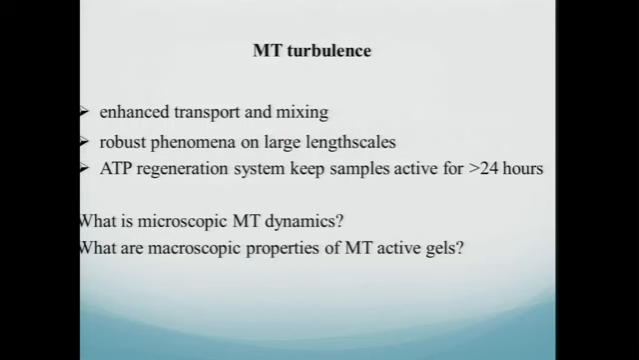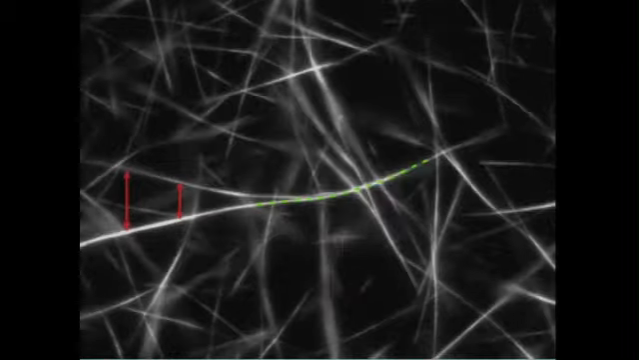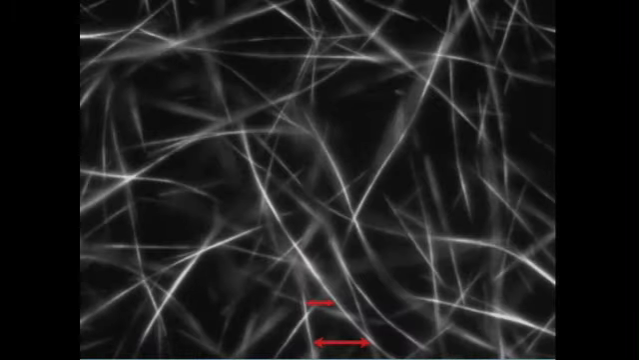So the important properties are what the microscopic microtubule dynamics are, and what the macroscopic properties are, okay? If you really zoom in, you start seeing individual filaments or bundles of filaments, and this, I think, illustrates what's happening microscopically in the sample.